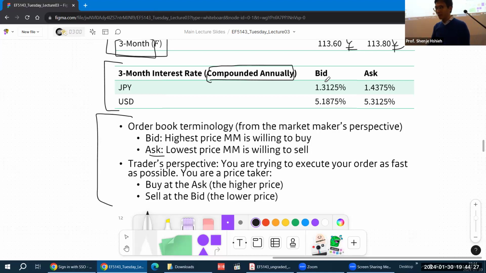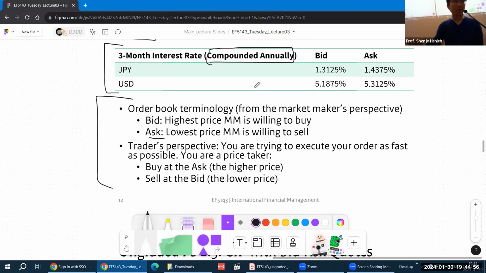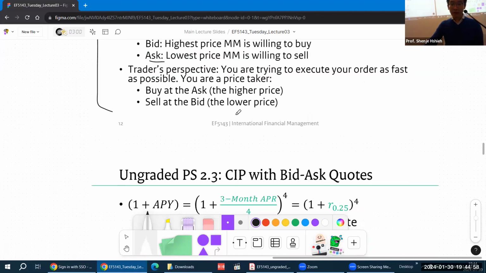So the bid price is the interest rate at which the market maker is willing to borrow from the investor, and the ask price is the interest rate at which the market maker is willing to lend to you, which is at the higher interest rate. So same idea, right? The market maker wants to screw the investor over. So that's how you remember which interest rate to use.